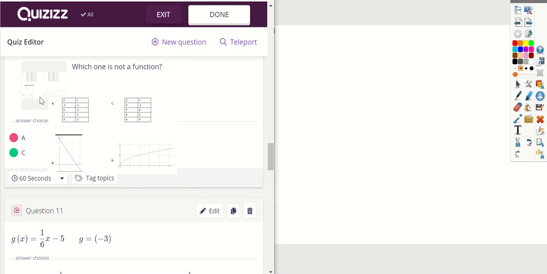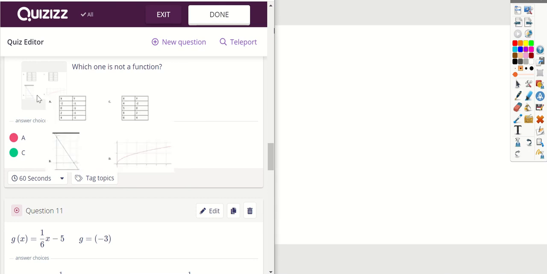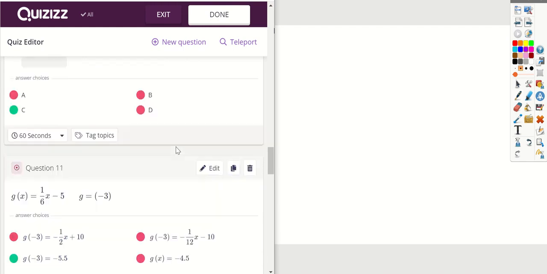Which one of these is not a function? If I look down A's x column, I have no repeats, so A is a function. B, if I draw a straight line going through it, it only crosses once, so that's a function. D, straight line through it, I get a function. And C, I have a repeat in x with the number 6 and 6.